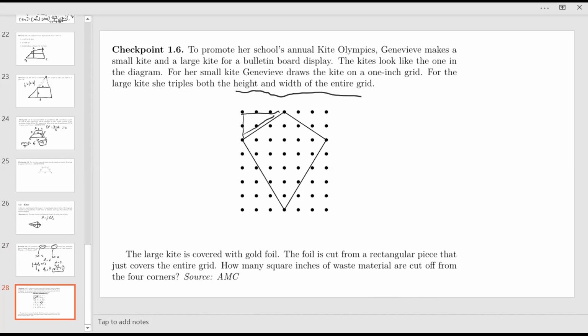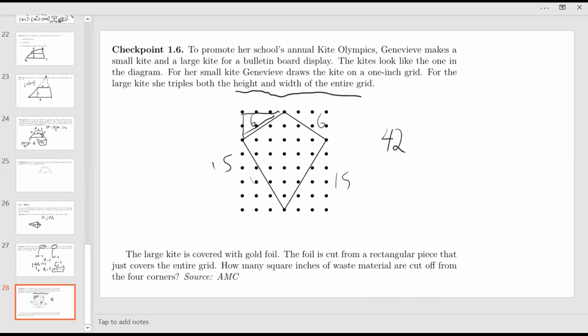The area of the portion that's left off here: this triangle has area 2 times 3, which is 6. This area has 2 times 3 again, 6, and this one is 3 times 5, which is 15. And this one also should have 15. So the amount wasted on the small kite is 30 plus 12, which is equal to 42.